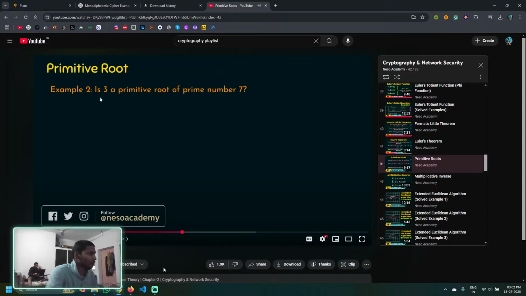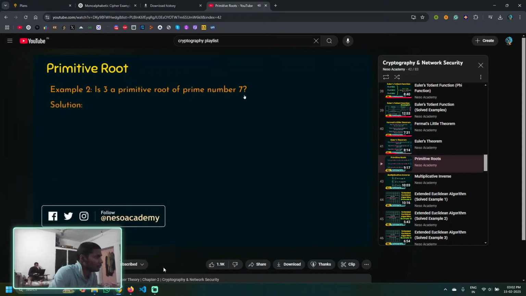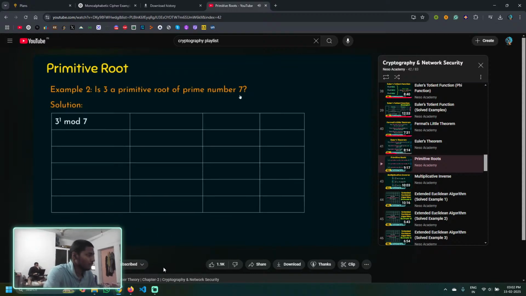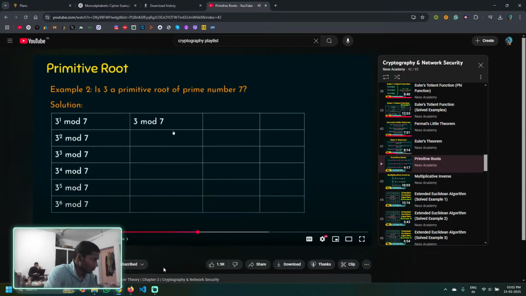In example number 2, we are required to find, is 3 a primitive root of prime number 7? Let's solve this now. We know what we are going to do. We are going to check 3 power 1 mod 7, 3 power 2 mod 7, up to 3 power 6 mod 7, right? So 3 power 1 mod 7 is 3 mod 7. When you simplify 3 mod 7, we get 3 as the remainder. Let's move on to the next one.